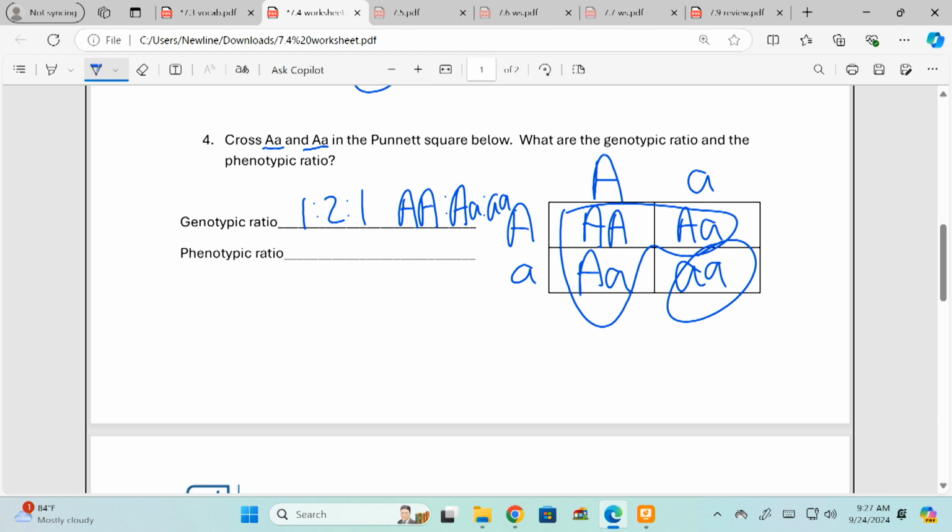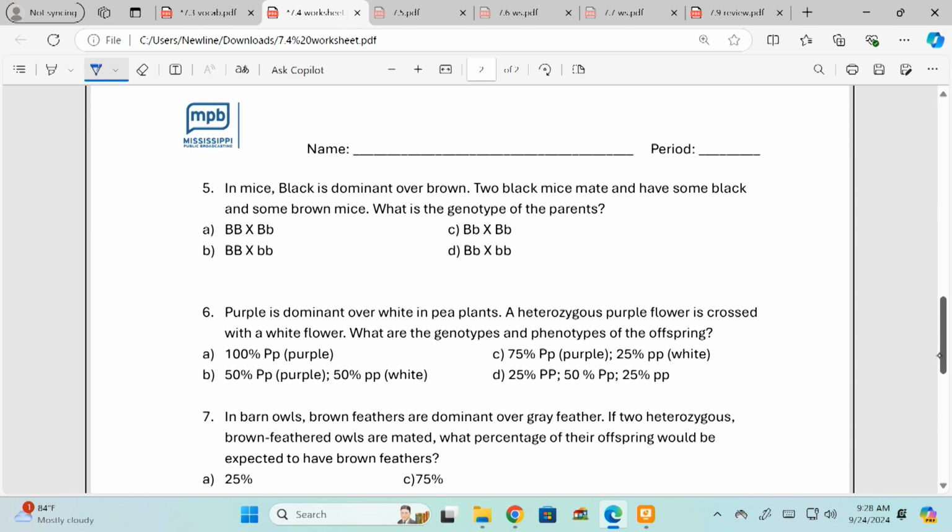They don't have the same letter combination, but because these 2 are heterozygous, they have at least 1 capital A, they're all going to show the dominant trait here. So we have 3 showing the dominant trait and only 1 showing the recessive trait. So this combination would be 3 to 1. And we would write dominant to recessive. So 3 are showing the dominant, 1 showing the recessive. Okay, great, let's keep it going.